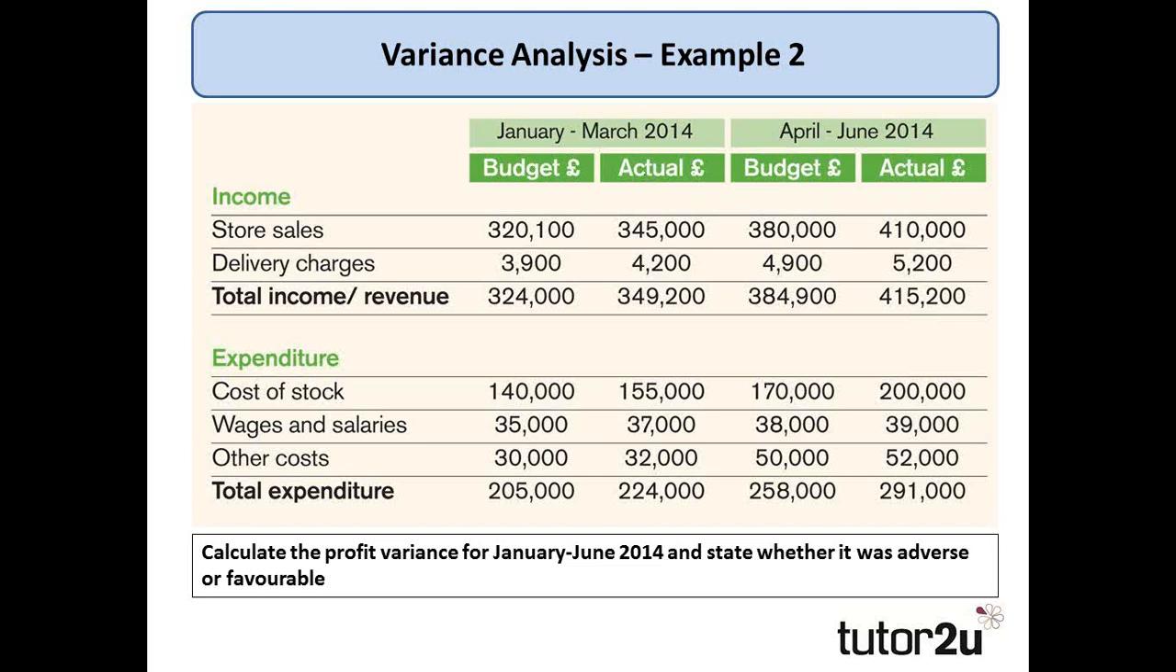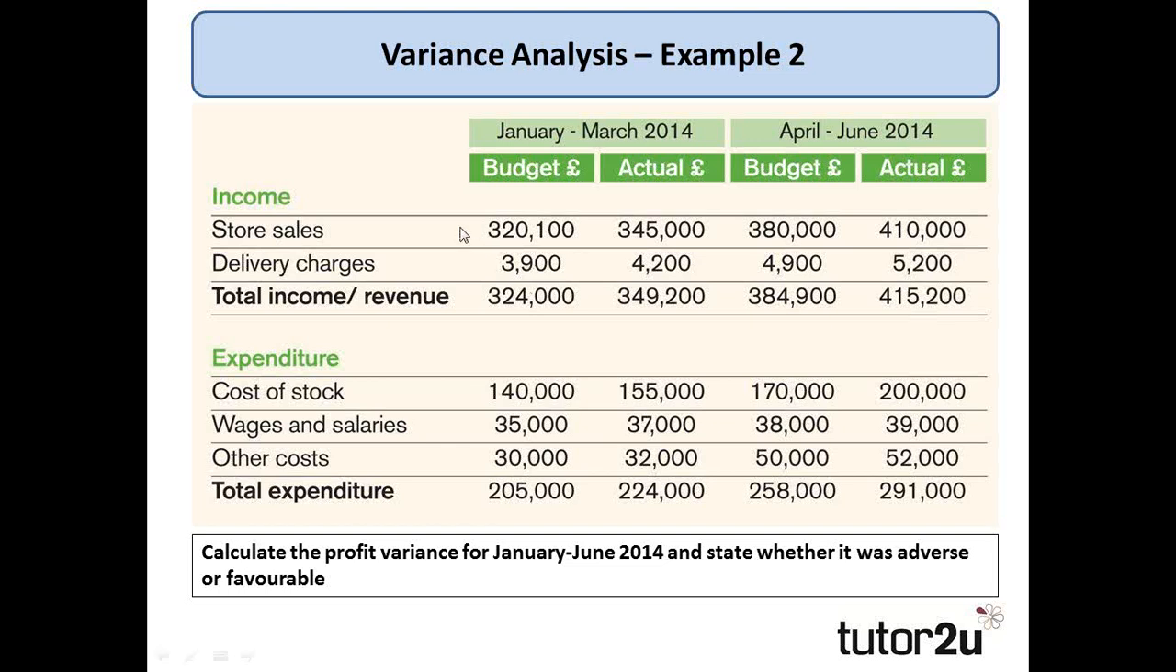Now, this is a slightly more complicated example because you have to work out the profit first and foremost. Not only that, you have to work out two profit figures. You have to work out the budgeted profit, what the business thought it was going to make. Then you have to work out the actual profit, what the business actually made. Only when you do that can you work out the variance and then make a decision whether it was adverse or favourable. Before we look at the calculation, I'll quickly talk you through on the slide how you would work it out.